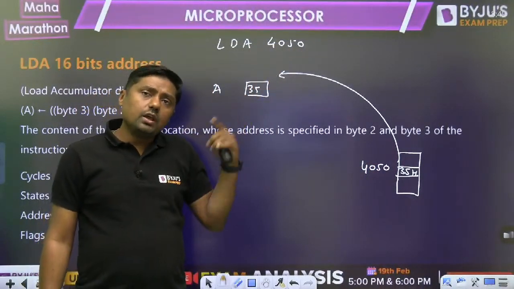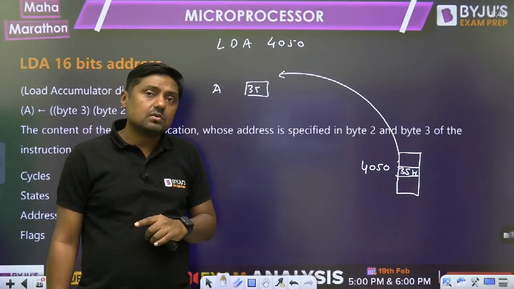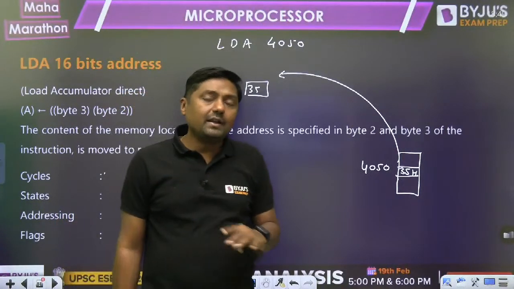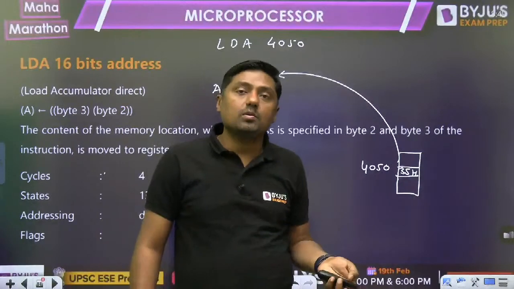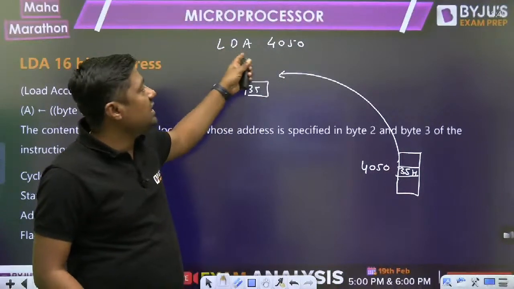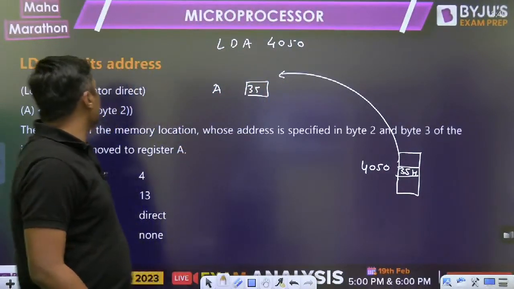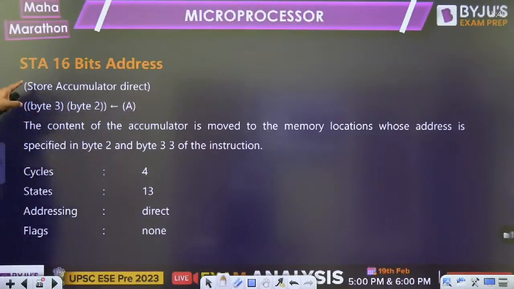So MOV A, M will do the same work, but in that case we are not writing the address. The address is in the HL pair. Here we are directly writing the address, LDA 4050, load the accumulator with this data. Similarly, STA 16-bit address, store accumulator direct, means the content of the accumulator.